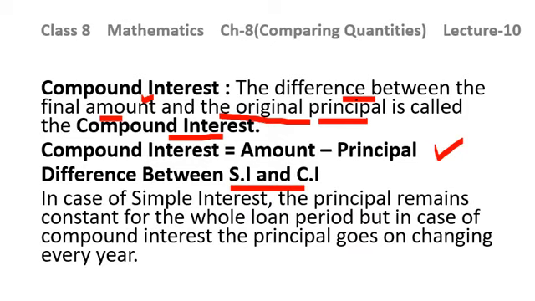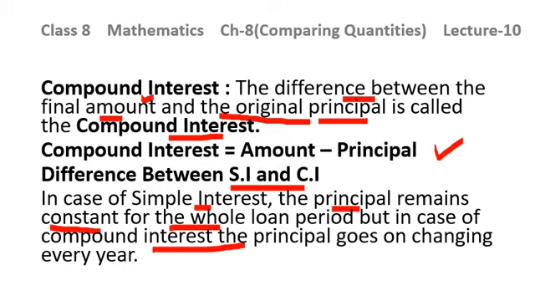In case of simple interest, the principal remains constant for the whole loan period. For example, if you have taken a loan of, say, rupees 10,000, then the interest will be calculated on this 10,000 only. But in case of compound interest, if you are taking the loan for, suppose, 2 years, then the amount of the previous year will be the principal for the next year. This is the only difference between compound interest and simple interest.